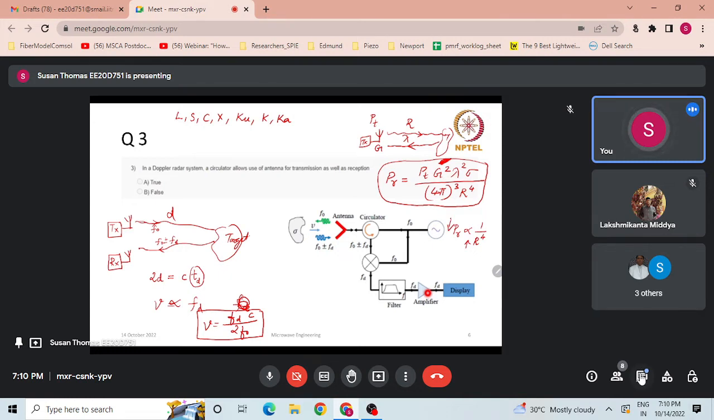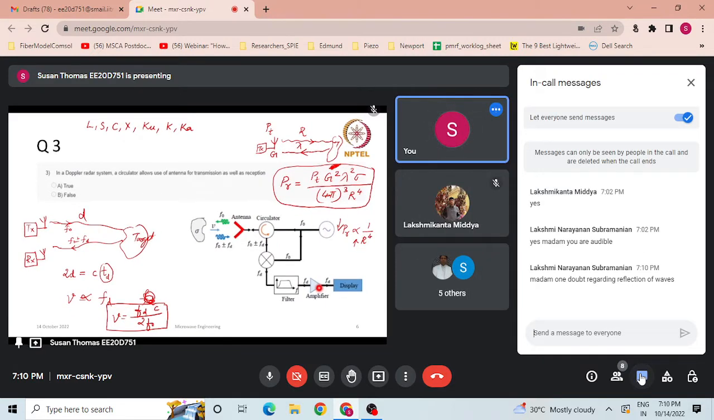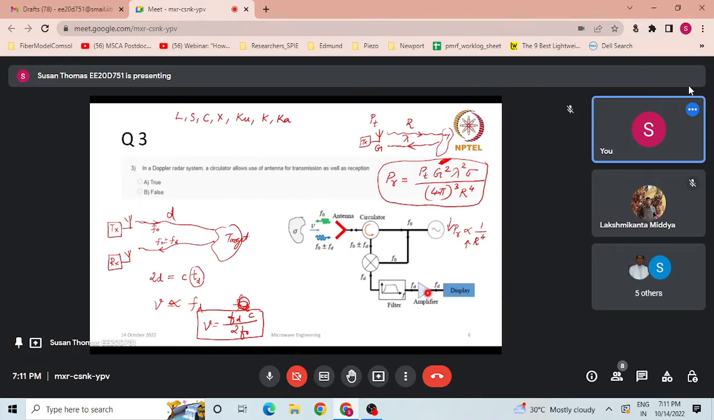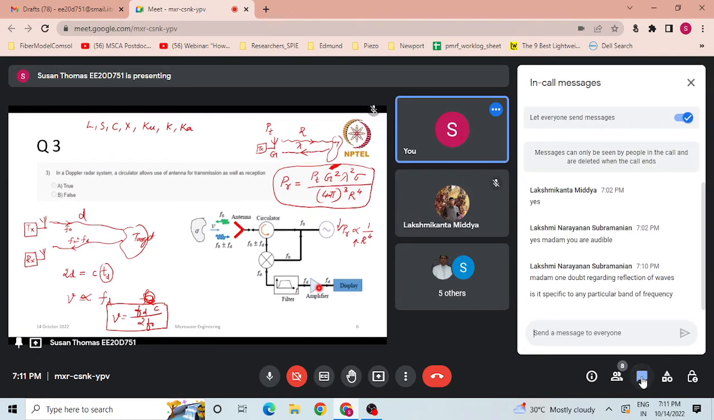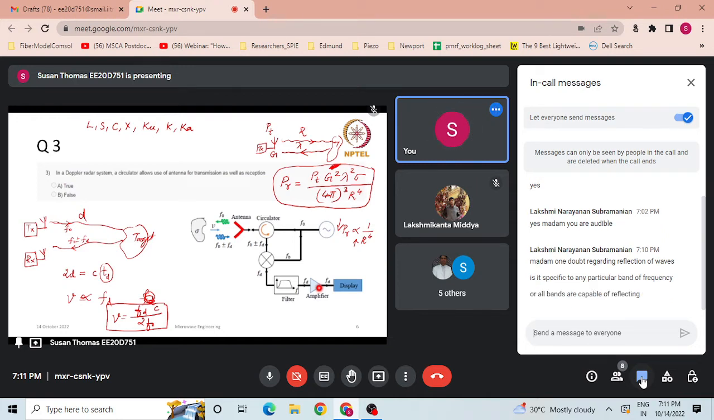I think there is a question. Let me take that question. One doubt regarding the reflection of waves. Yeah. Can you please ask what is the doubt? Is it specific to any particular band of frequency? Okay. I am not very sure whether I understood the question properly. Okay. So your question is, are all bands capable of reflecting?